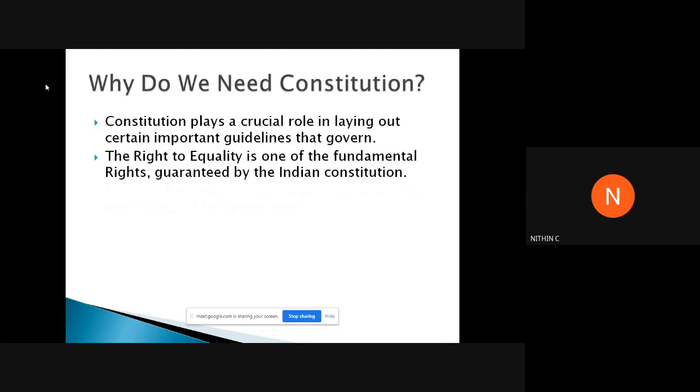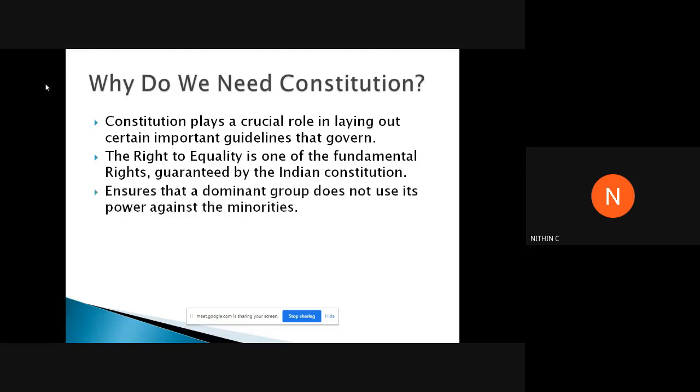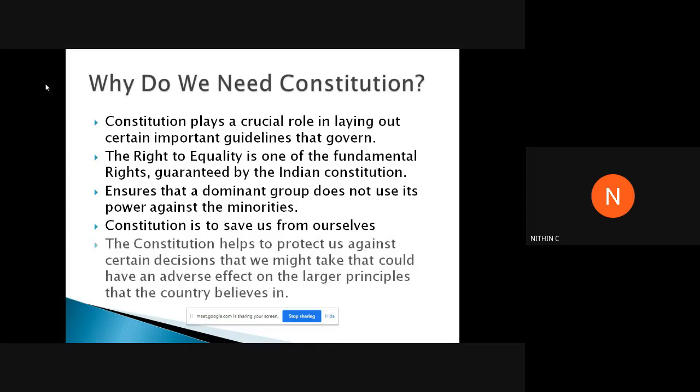Right to equality ensures that a dominant group does not use its power against minorities. So all these things are the functions of the Constitution. Constitution ensures that a dominant group does not use its power against the minorities. Constitution is to save us from ourselves. It helps to protect us against certain decisions that we might take that could have an adverse effect on larger principles that the country believes in.